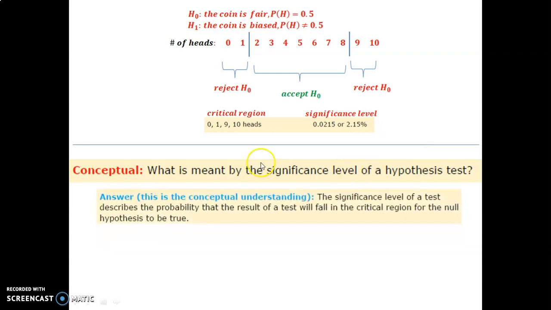Okay, so here's an answer for that. The significance level of a test describes the probability that the result of a test will fall in the critical region for the null hypothesis to be true. So in other words, again, this 2.15% represents the chance that heads will occur in that critical region, and therefore we can reject the null hypothesis, right?